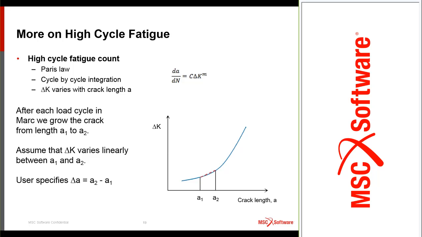If we assume a linear variation, the dashed curve, then we can integrate Paris law. And that gives us the high cycle fatigue count. So it's kind of a post-processing done on the fly as we do the analysis. And the difference A2 minus A1, that's the growth increment that you as a user specify. So we calculate the delta Ks. From that, we can integrate Paris law and get the cycle count.